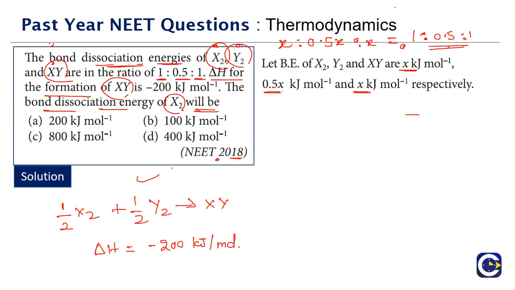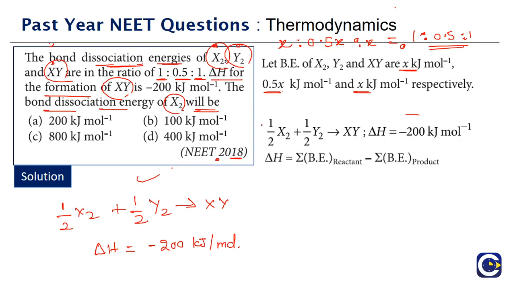So this is how we can generally take the values. Here we are introducing a variable, X. In some other questions also, whenever certain things are given in a particular ratio, we can introduce a variable and take them in the respective form. So here the bond energy of X2 will be X, bond energy of Y2 will be 0.5X, and bond energy of XY will be X. Now what is the given information for the formation reaction? Delta H is minus 200 kilojoule. For every chemical reaction, the relation between delta H and bond energies is: delta H will be equal to bond energy of the reactants minus bond energy of the products.